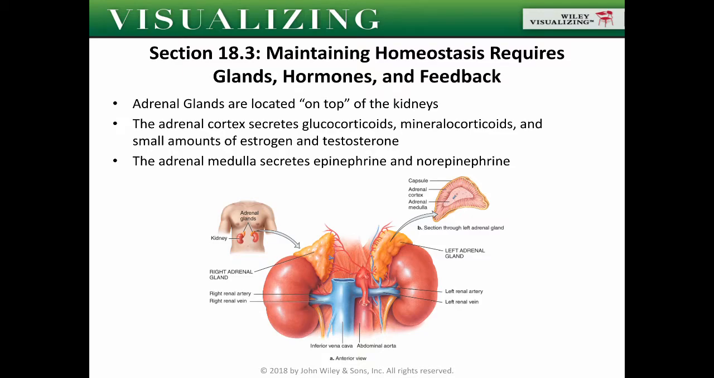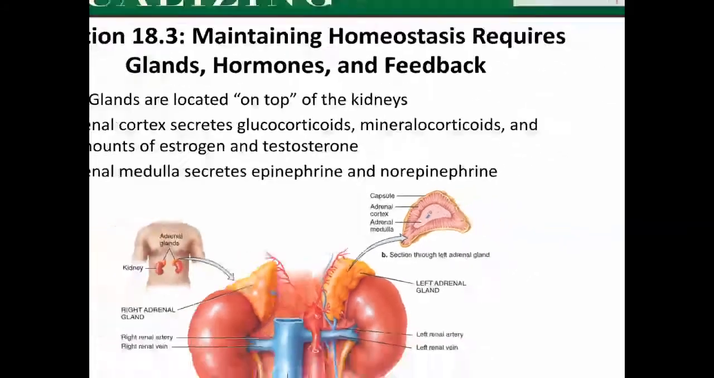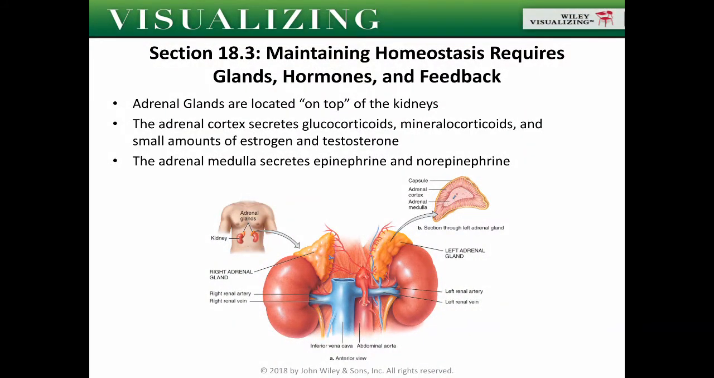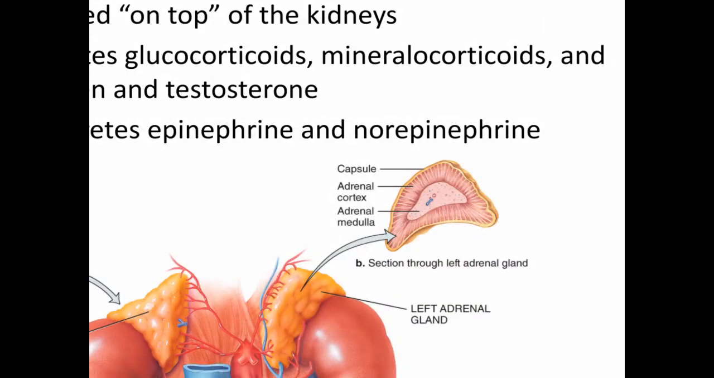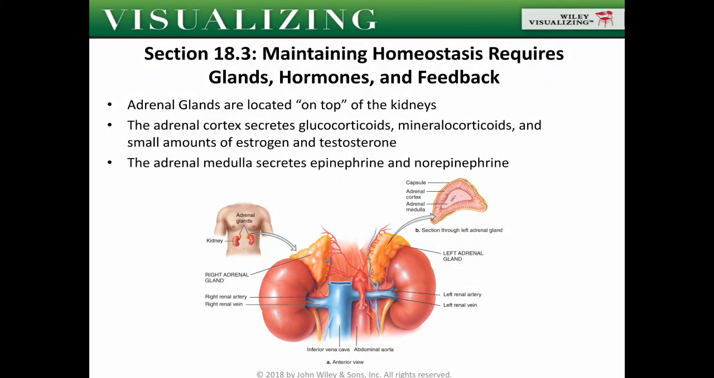First off on the list, we have the adrenal glands. Adrenal glands are located on top of the kidneys. They are basically glands sitting at the top. They are like the hats of the kidneys. You can divide the adrenal gland into two: the adrenal cortex and the adrenal medulla. The cortex is the outer portion, and the medulla is the inner portion. The adrenal cortex secretes glucocorticoids, mineralocorticoids, and small amounts of estrogen and testosterone, whereas the medulla is responsible for the secretion of epinephrine and norepinephrine.